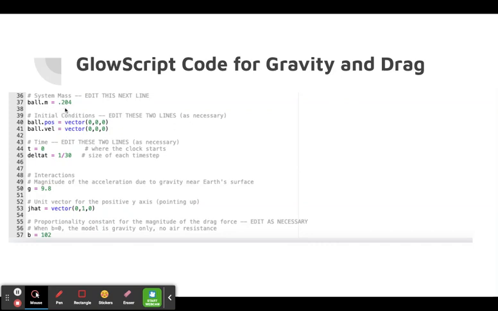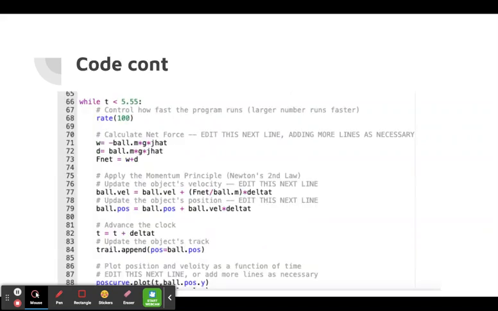Here's the GlowScript code for the computational model for gravity and drag. Here you can see ball.mass is 0.204 kg. Position and velocity were about 0, as the bottom of the slinky was considered to be the initial position. Time starts at 0, and delta t is 1 divided by 30. Gravity is 9.8, j hat is 0, 1, 0, and then b is set to be 102, which is the constant for drag force.